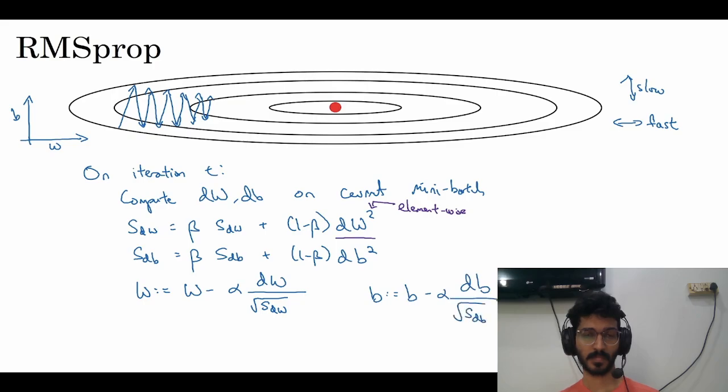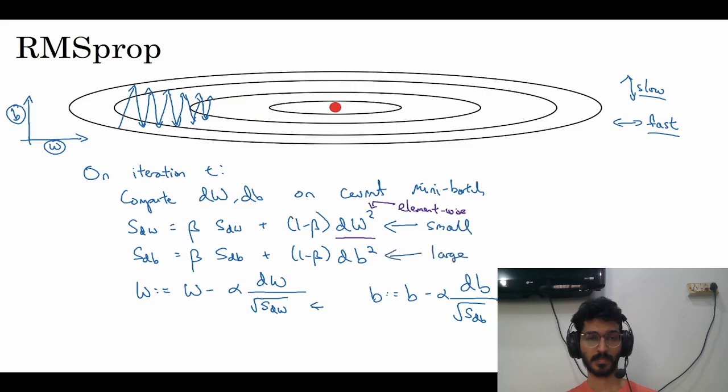So let's gain some intuition about how this works. Recall that in the horizontal direction, or in this example, in the W direction, we want learning to go pretty fast, whereas in the vertical direction, or in this example, in the b direction, we want to slow down or damp out the oscillations. So with these terms, SdW and Sdb, what we're hoping is that SdW will be relatively small, so that here we're dividing by a relatively small number, whereas Sdb would be relatively large, so that here we're dividing by a relatively large number in order to slow down the updates in the vertical direction.